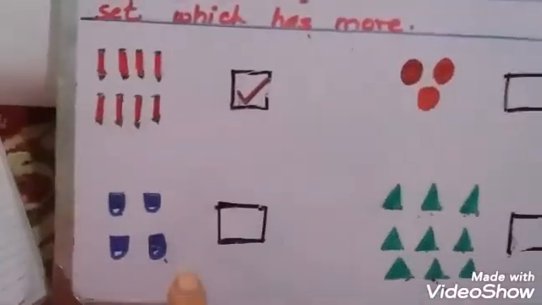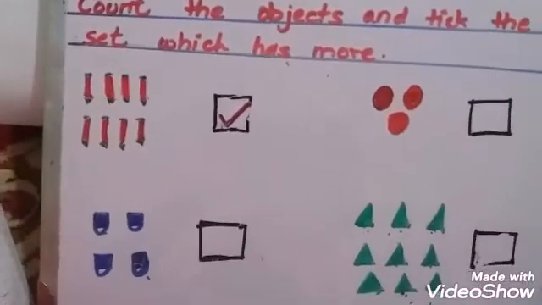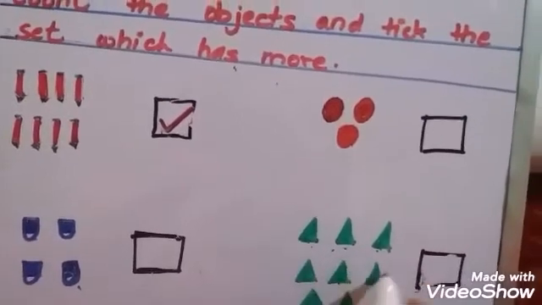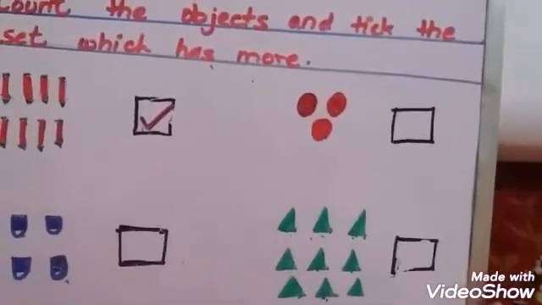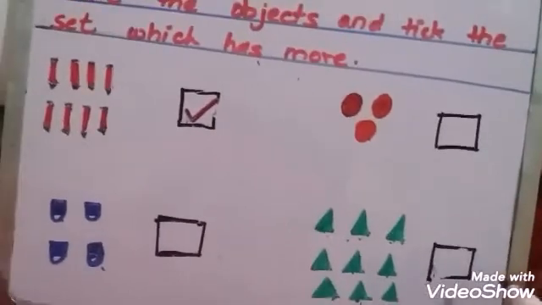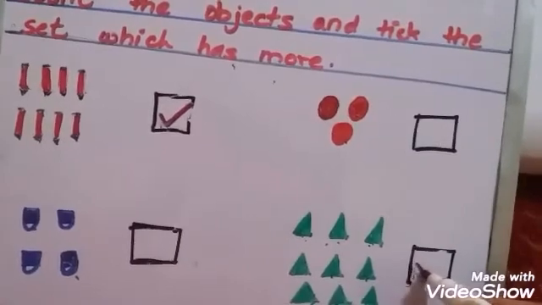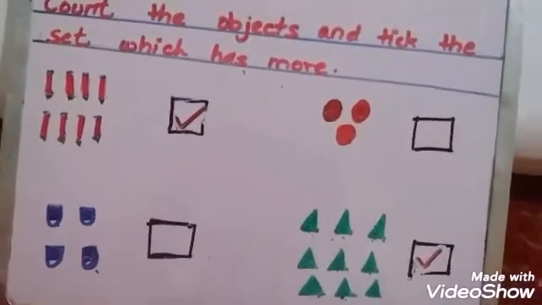So the next set we have erasers and triangles. How many erasers do we have? 1, 2, 3, 4. 4 erasers. And how many triangles do we have? 1, 2, 3, 4, 5, 6, 7, 8, 9. So we take the more. Which are more? Triangles are more. We have to take the triangles because the triangles are more than erasers. Okay, students?